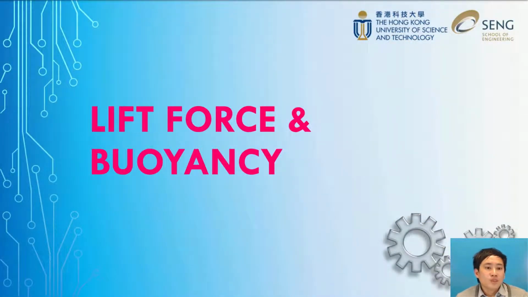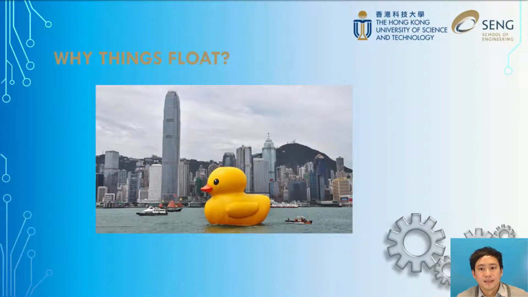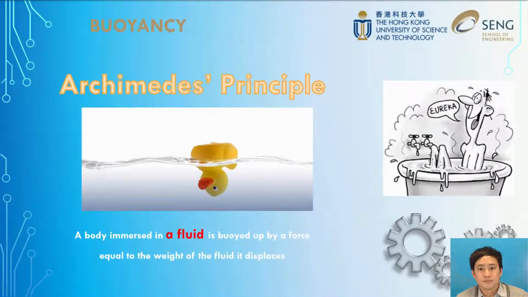So let's look at these forces one by one, before we look at how to come up with a stable body. The first one I want to talk about is the lift force and buoyancy. Rubber ducks, fish, and airships all owe their ability to float to buoyancy, the lifting power of air and water. The basic principle of this kind of lift force can be explained by Archimedes' principle. It suggests that a body immersed in a fluid is buoyed up by a force equal to the weight of the displaced fluid.